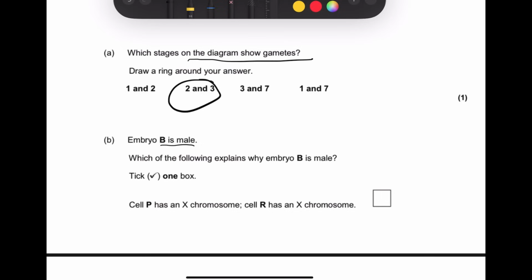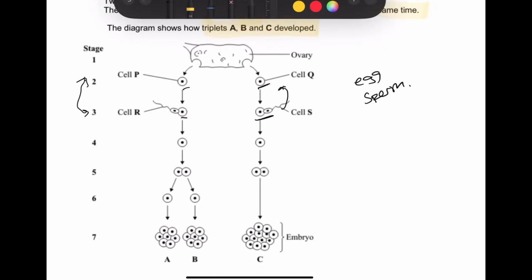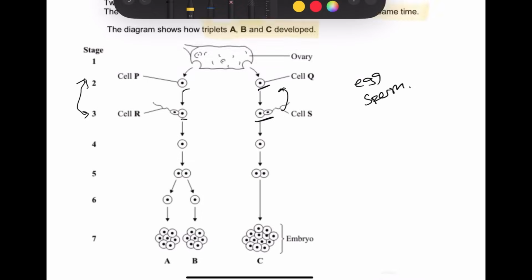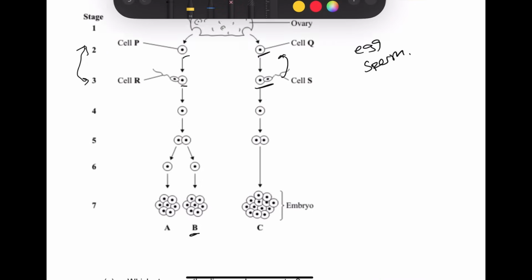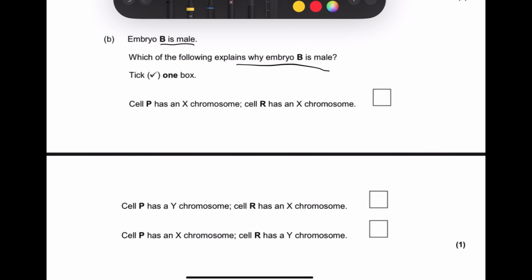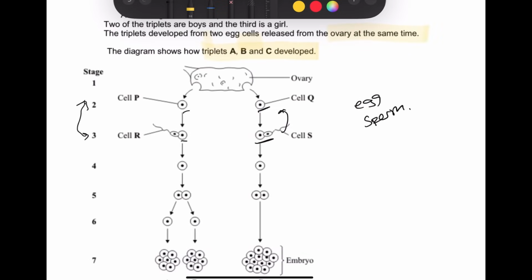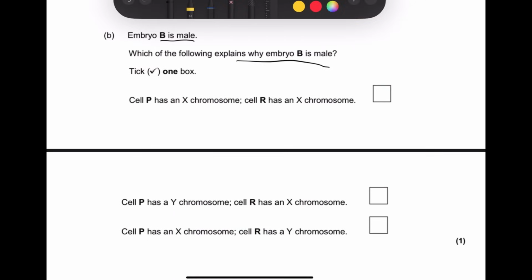B. Embryo B is a male. Which of the following explains why embryo B is a male? This is because cell P has an X chromosome and cell R has a Y chromosome. So it's XY, and as we know, XY is a male while XX is a female. So it is this one.